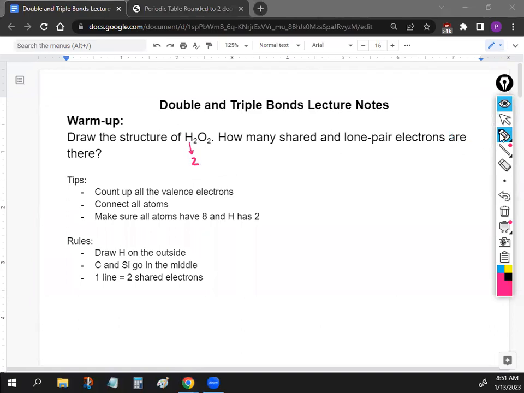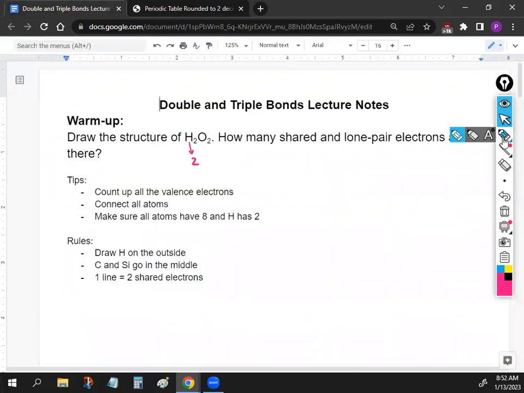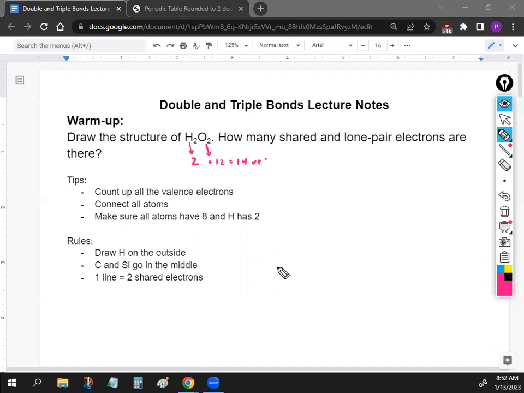All right, next we go to oxygen. How many valence electrons does oxygen have? 6. Yeah, 1, 2, 3, 4, 5, 6. And then we've got 2 of them, so we're going to have 12 in total. So we've got a total of 14 valence electrons to work with. Okay, so that's the first thing you want to do: count the valence electrons.